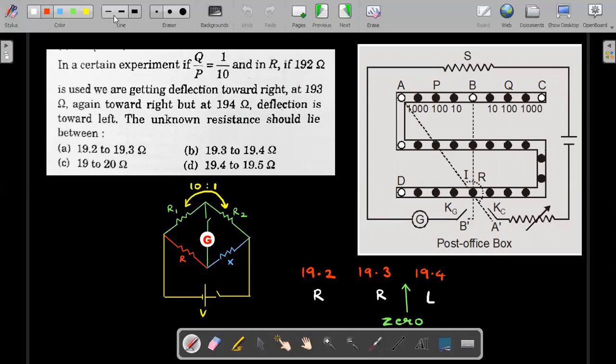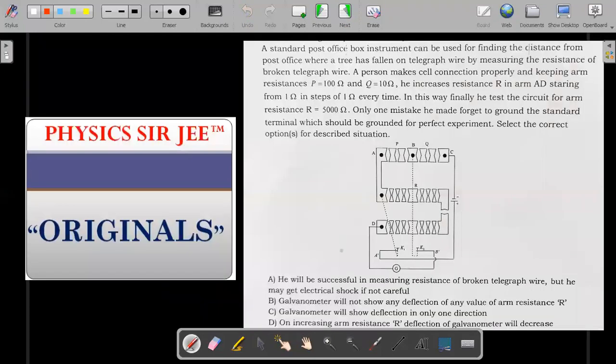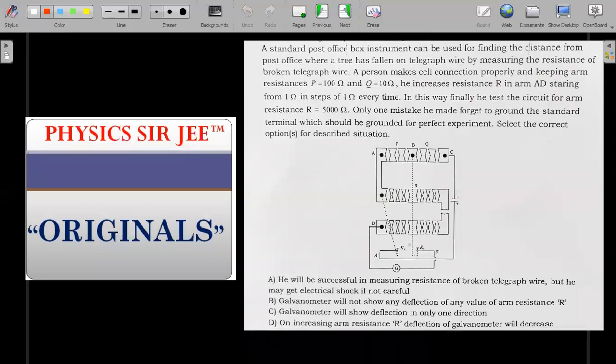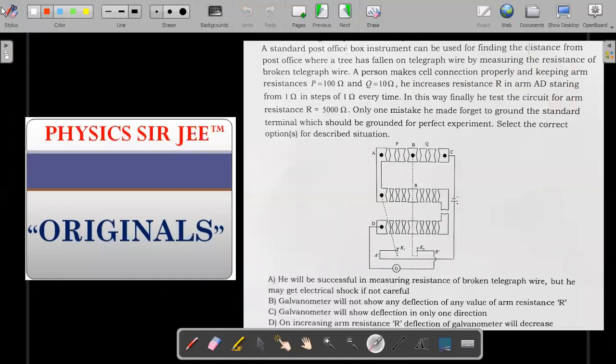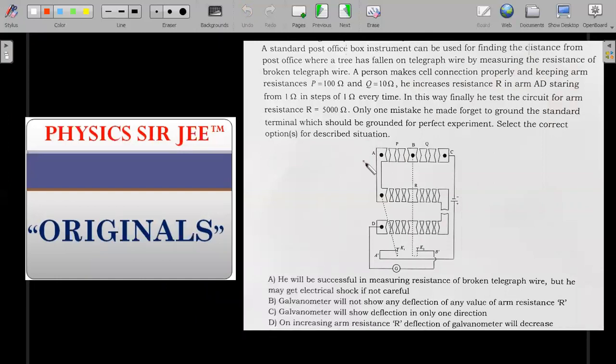So simple answer. You need patience. You should not worry about post office box anymore. They will ask very easy questions if at all it is going to come. Okay, so by chance if they try to ask a difficult question, they'll give you a comprehension, a slightly lengthier one, in this manner. So this is the problem that we are going to deal with in the PHYSICSSIRJEE originals in the next video.